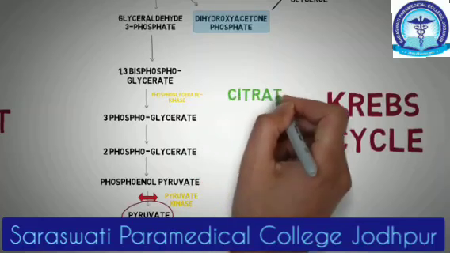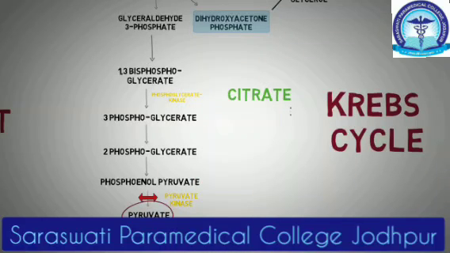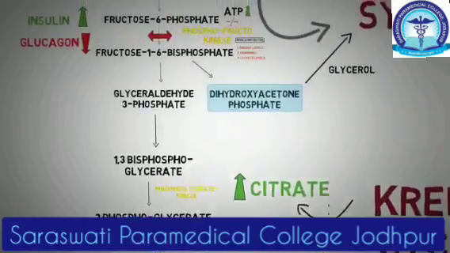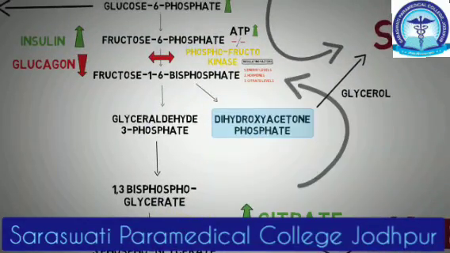Citrate is a molecule that is an intermediate in the Krebs cycle. Now, pyruvate is further fed into the Krebs cycle. So, if the concentration of citrate rises in the cell, it becomes important to decrease this entry, which is done by decreasing the activity of phosphofructokinase by high levels of citrate.